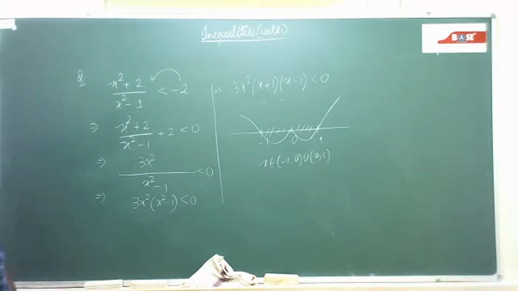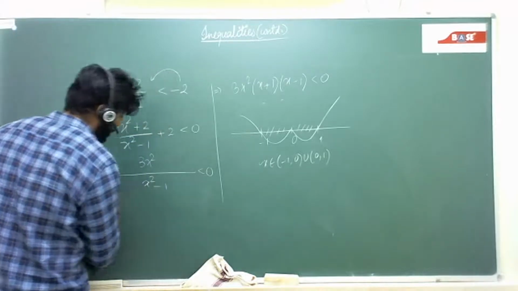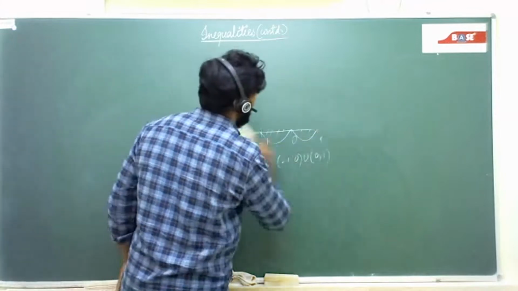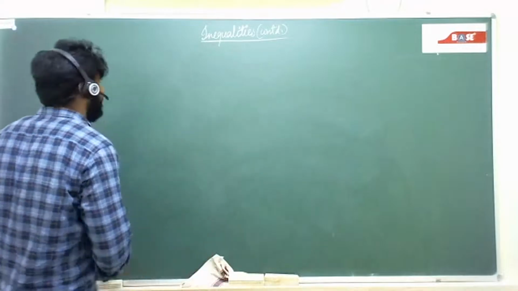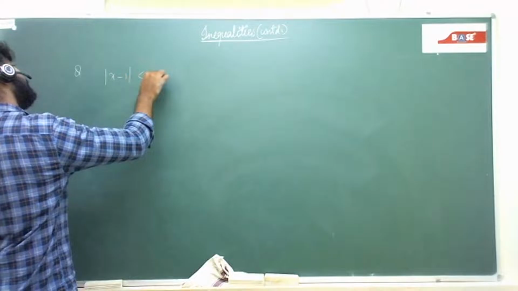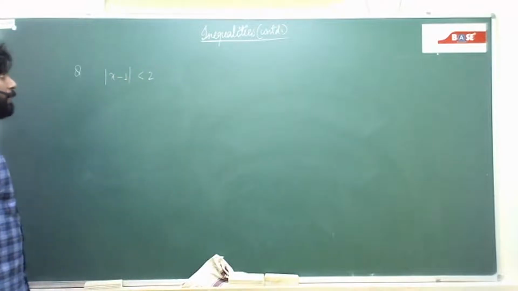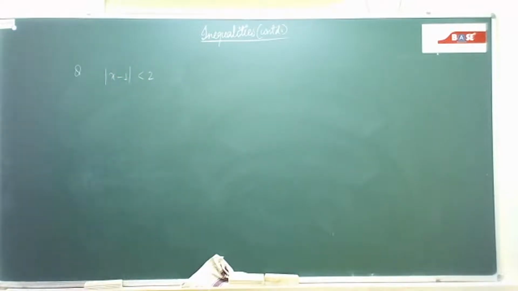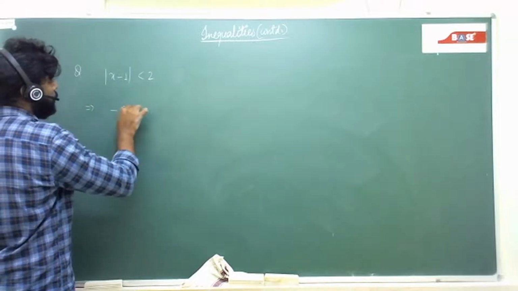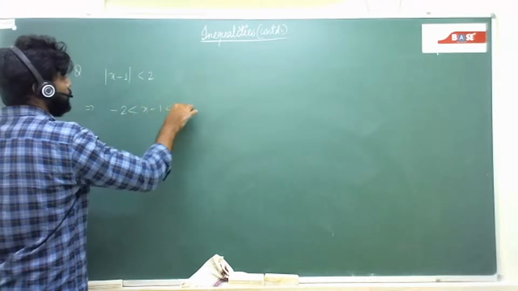Moving on to the next question. Mod of x minus 1 is less than 2. Now, if we remove the modulus, what will happen? -2 is less than x minus 1, which is less than 2, right?